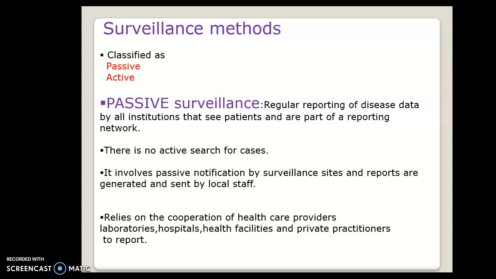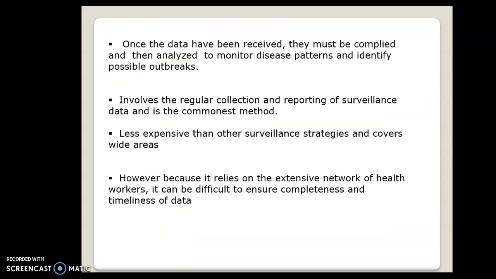Passive surveillance is a valuable source of health information. It involves passive notification by the surveillance site, and reports are generated and sent by the local staff. It mainly relies on the cooperation of healthcare providers, laboratories, hospitals, health facilities, and private practitioners to report. Once the data have been received, they must be compiled and analyzed to monitor disease patterns and identify possible outbreaks. It involves the regular collection and reporting of surveillance data, and it is the commonest method.